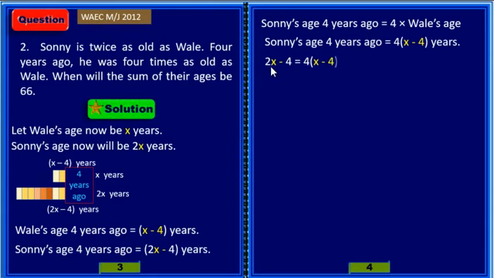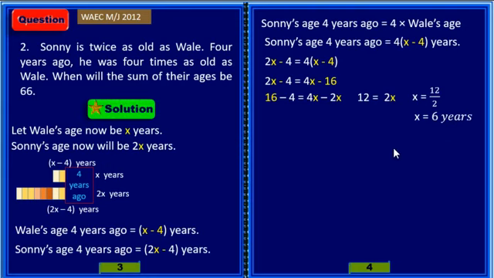So therefore 2x minus 4 will be equal to 4 into x minus 4. Simplifying this equation, we have that. Further simplification yields this. Collecting like terms, we have 2x is equal to 12. Therefore, x is equal to 12 over 2, or x is equal to 6. So therefore, Wale's age now is 6 years. And therefore, Sonny's age will be double of this 6 years, which is 12 years.